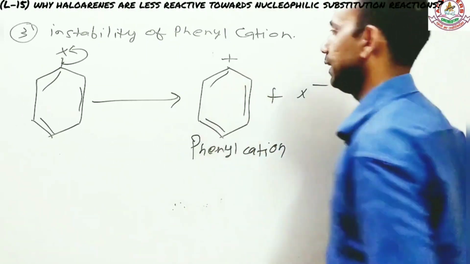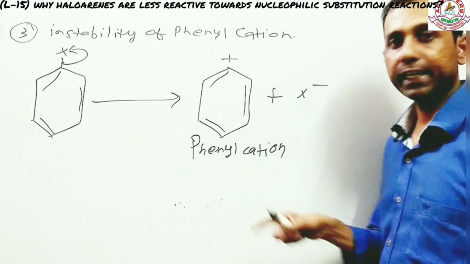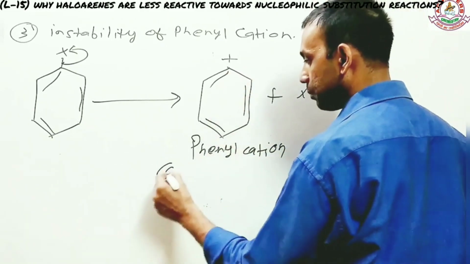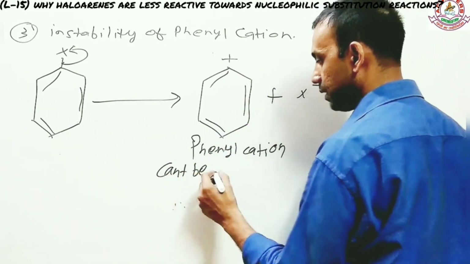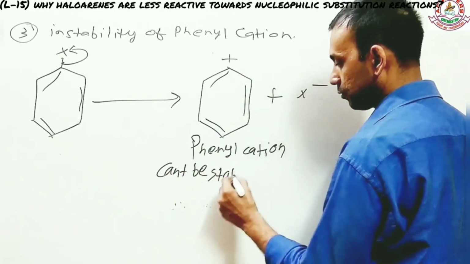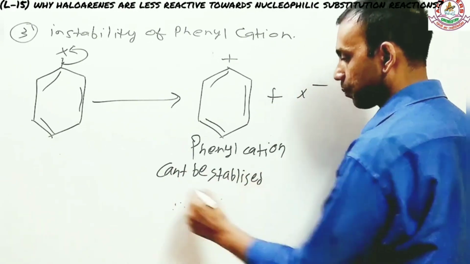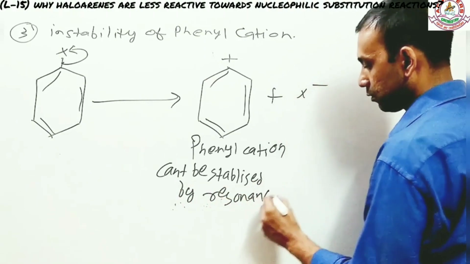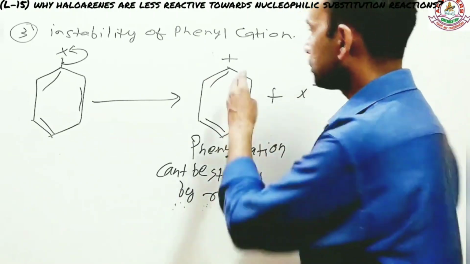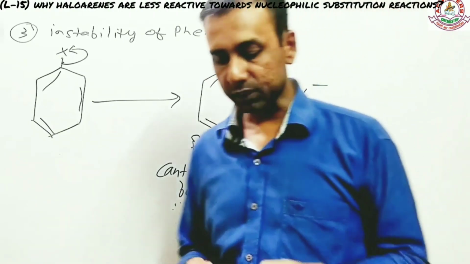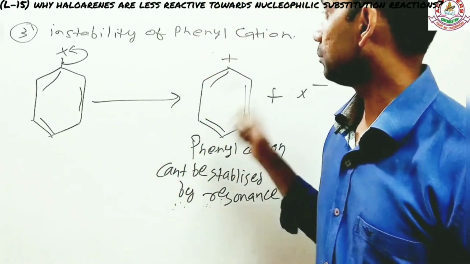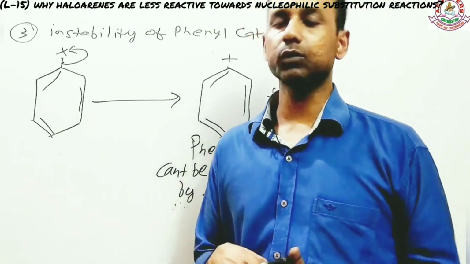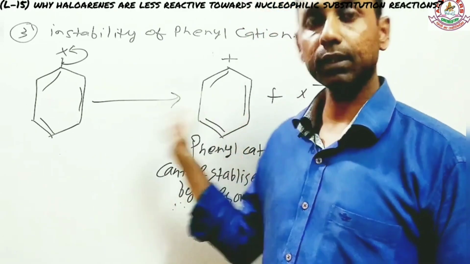This phenyl cation cannot be stabilized by resonance. It cannot exhibit resonance structures, and therefore it has less possibility to react. You have to understand that phenyl cations are very unstable and cannot be stabilized by any further development. So that's why they cannot undergo reaction with any other nucleophile.